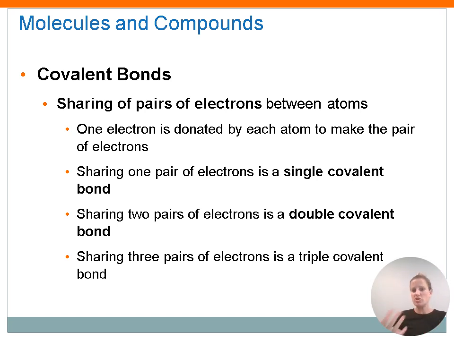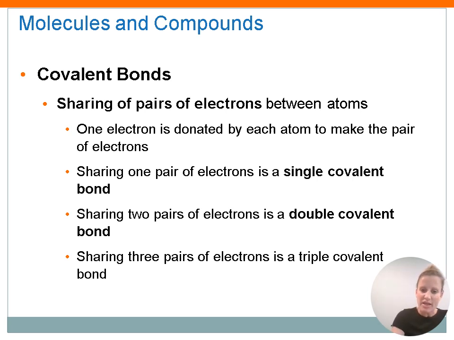Okay, so if they're sharing one pair of electrons, each guy gives one electron to the pair and then they share them. Sharing one pair of electrons is called a single covalent bond. That's represented by drawing one line between them. So like C, one line, C. That means you have two carbon atoms sharing one pair of electrons.